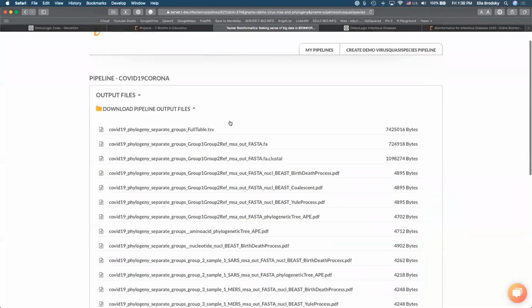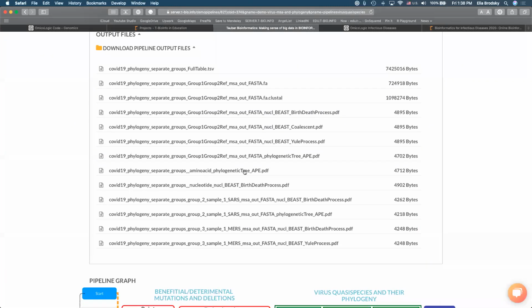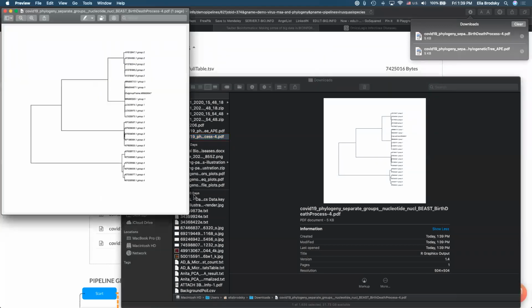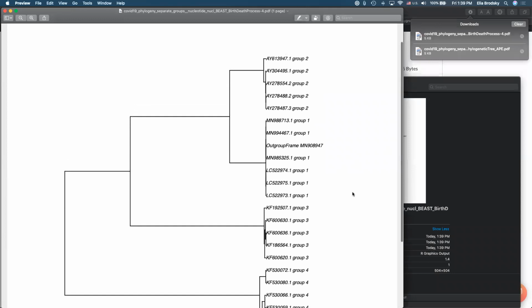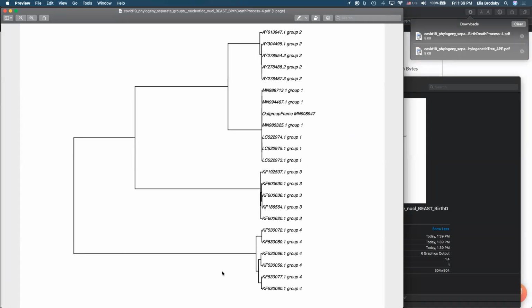I can open this folder and take a look at some of these results and really start asking questions about what this means. So let's first take a look at some of these results. I have here an ape tree, which is one of the methods, and here I have the BEAST birth-death process tree. We can take a look at what they look like, what type of information these different sequences contain, and how they are organized into this relationship. Here you can see that this rooted phylogenetic tree contains 1, 2, 3, and 4 defined groups.